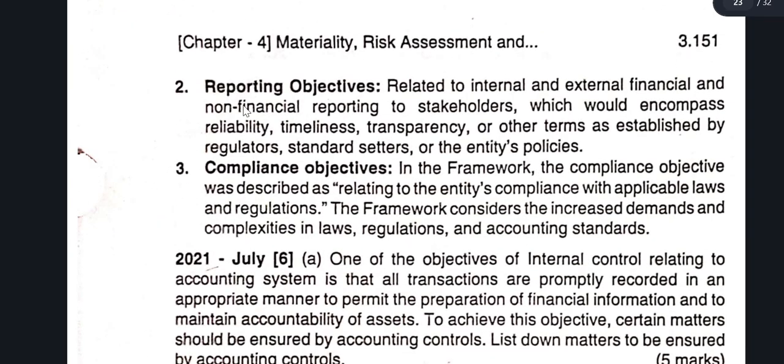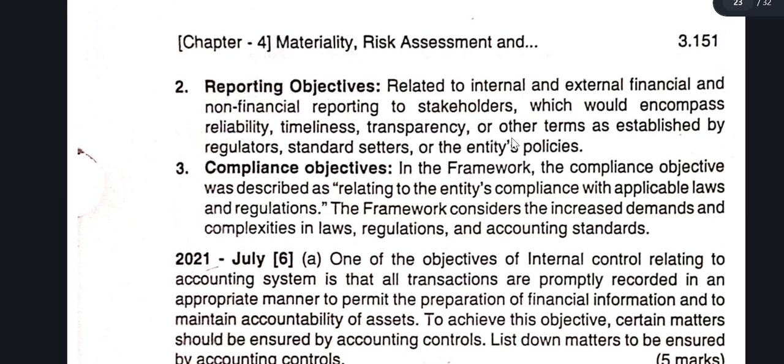Second, the reporting objective relates to internal and external, financial and non-financial reporting to stakeholders, which encompasses reliability, timeliness, transparency, and other terms established by regulators and standard setters and the entity's policies. What does this say? Usually we have two financial reports: one to management and one to external shareholders. The report should have reliability, meaning the data has not been manipulated. Second, timeliness: a specific report should be given at a specific time. Transparency: the report given internally should be the same as the one given externally. There are not two reports.